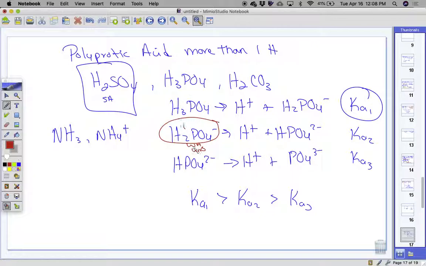So really those arrows can go back and forth. These right here can go back and forth. This one though can't go forward. It can only go the other way.